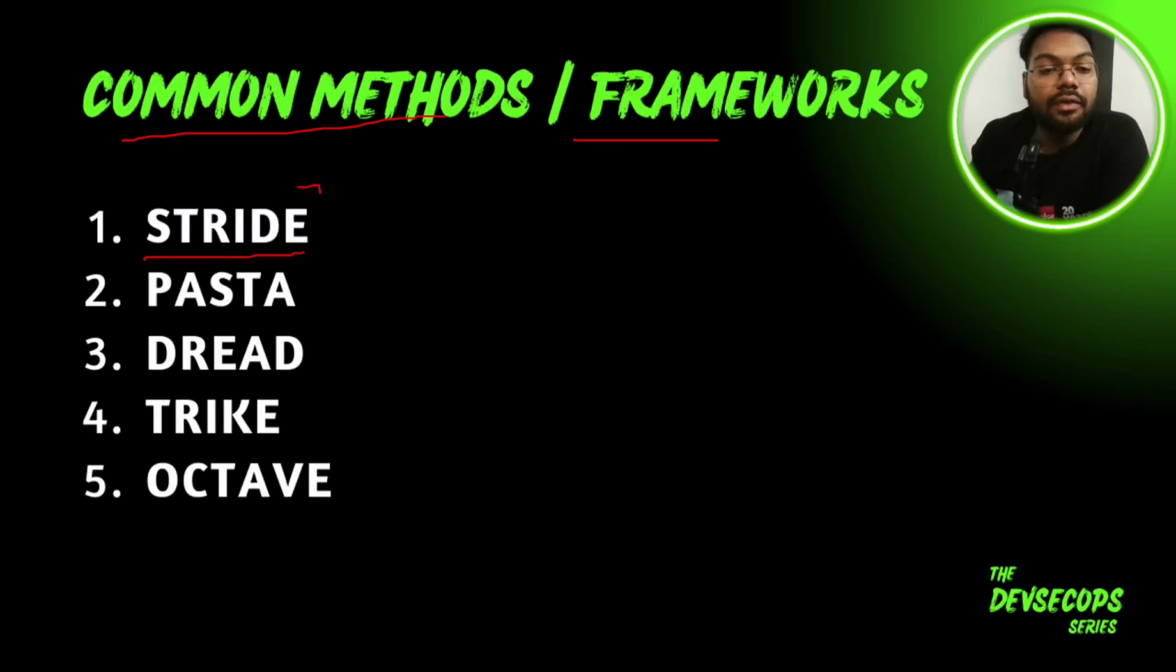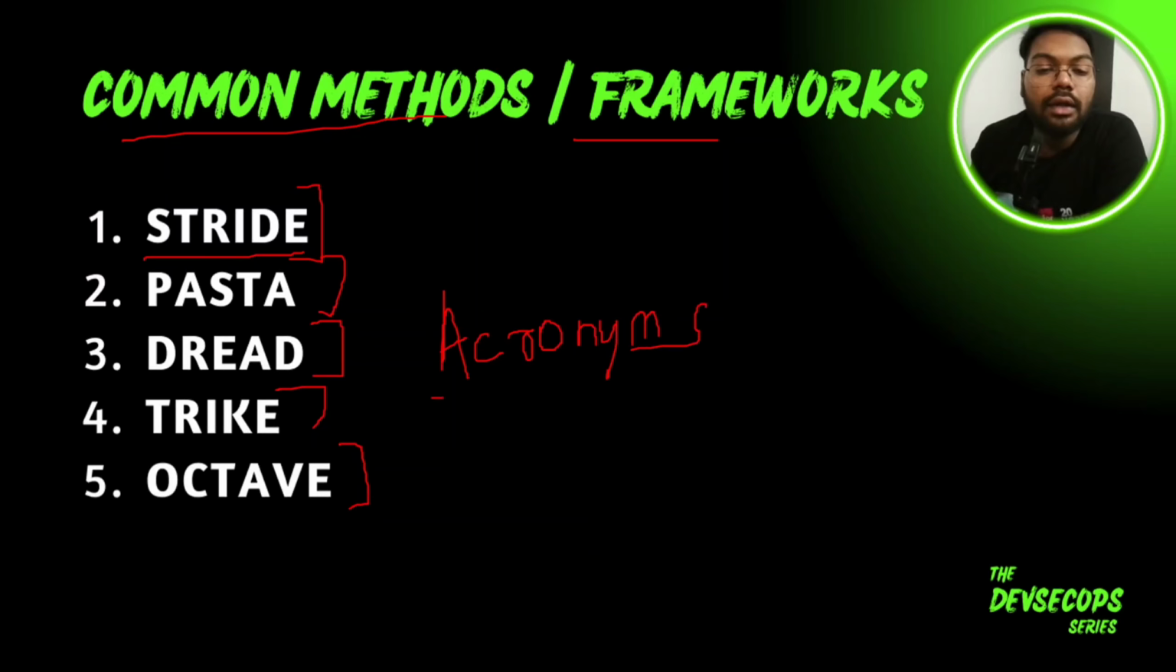So first is STRIDE, another one is PASTA, another one is DREAD, TRIKE, and then OCTAVE. So what are these different things? All of these are acronyms, and each letter in an acronym gives us a brief or an in-depth perspective about what things we could use to do in threat modeling. So let's first see what is STRIDE.